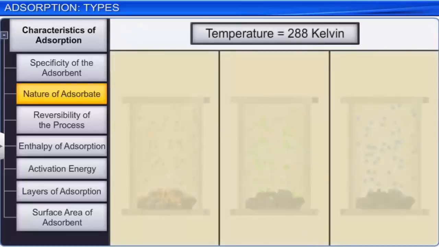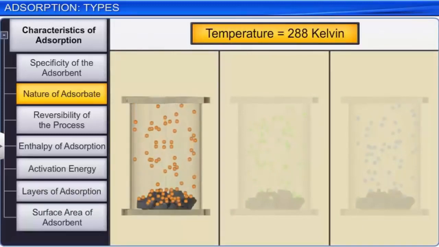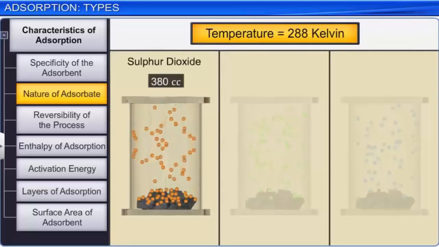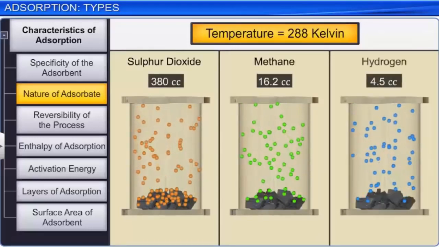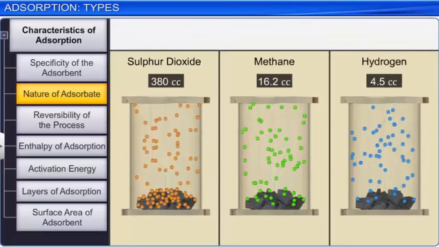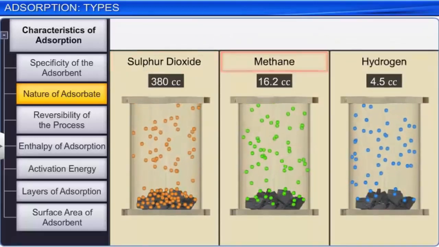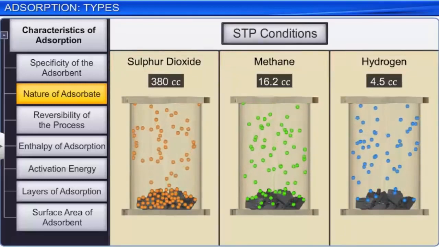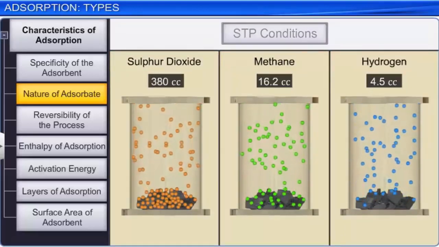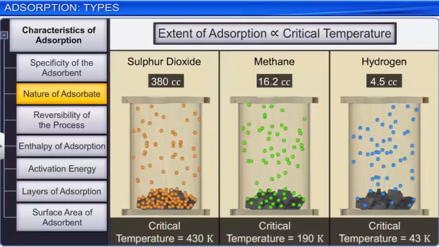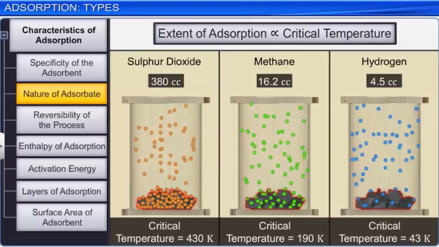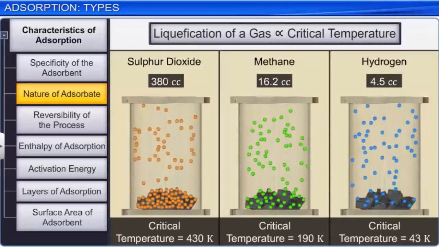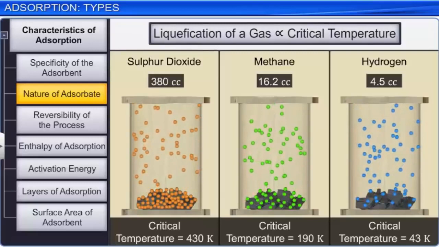For example, at 288 Kelvin, 1 gram of charcoal adsorbs 380 cc of sulfur dioxide, 16.2 cc of methane, and only 4.5 cc of hydrogen. The volumes of sulfur dioxide, methane, and hydrogen are reported at STP conditions. It may be seen from the critical temperature values that the higher the critical temperature of a gas, the greater is the extent of adsorption. This is because gases that can be easily liquefied have high critical temperatures and are more easily adsorbed.